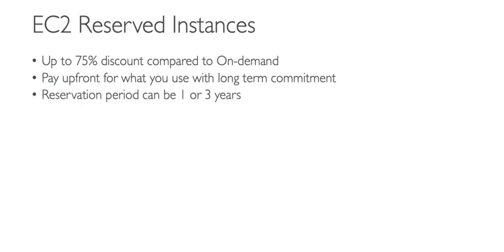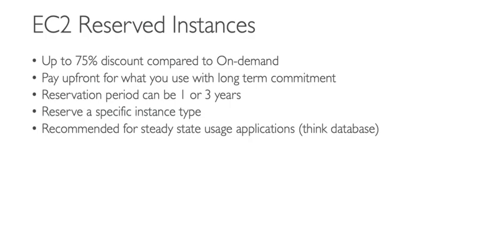So the reservation period can be 1 year or 3 years, and then we reserve a specific instance type. So we say, for example, I want to reserve a C4 xlarge. So it's quite recommended if you have a database and you know it's going to be steady for a year or 3 years and you know you're going to need it no matter what, then it's super interesting to pick up and buy a reserved instance.